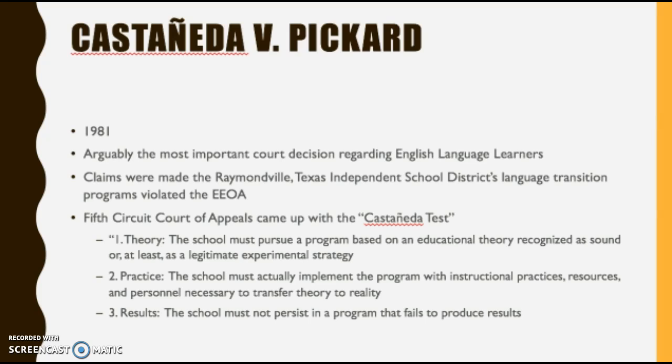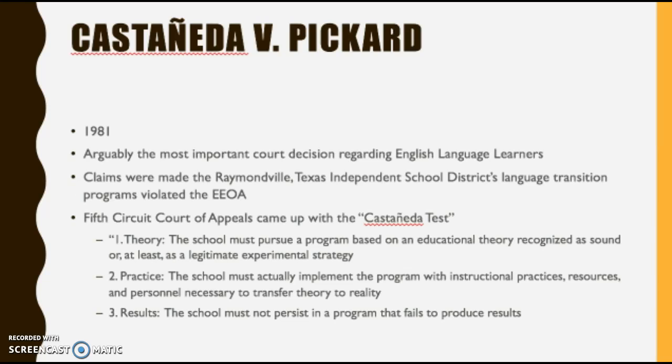And so, anyway, the Fifth Circuit Court of Appeals found that that was true. They were not being taught in the way that they should. So in order to create an environment where this is less likely to happen and to create rules and regulations that are clearer and more precise for educators to follow and less likely to have loopholes, they came up with the Castañeda test. And so the first one is theory.